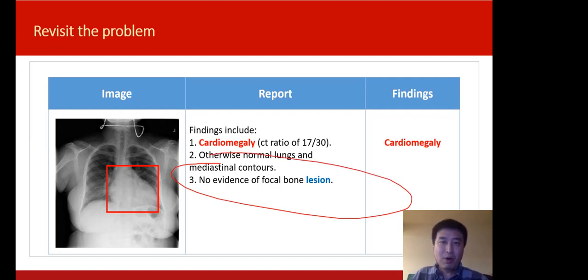So here we call the cardiomegaly positive findings and we call the lesion negative findings because it is ruled out by the radiologist. And we definitely want to differentiate the positive findings and negative findings. Otherwise, the downstream applications like image retrieval may return many irrelevant results if we did not distinguish the positive and negative findings.